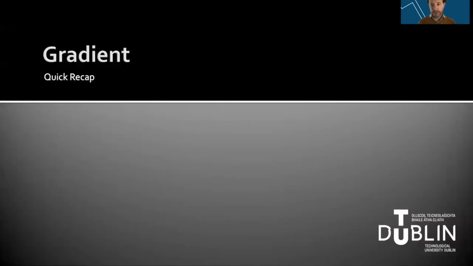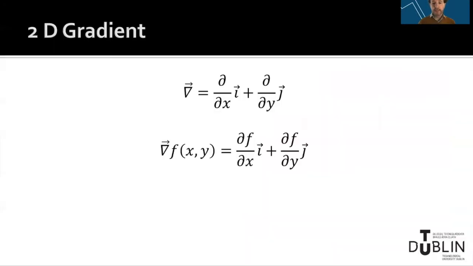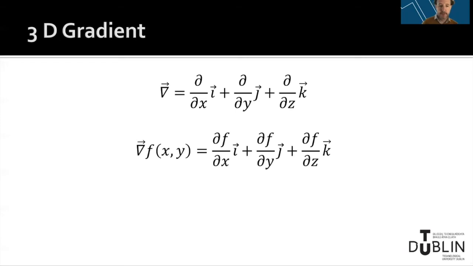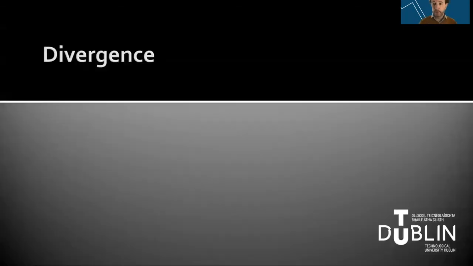So, gradient, just a quick recap. The gradient is the vector of derivatives. The i is the x derivative, the j is the y derivative in 2 dimensions. In 3 dimensions, we have x, y, and z, i, j, k. So why we say that is because each of these, the divergence and the curl or rotation, are motivated by the gradients. And we apply the vector operations we learned to them.